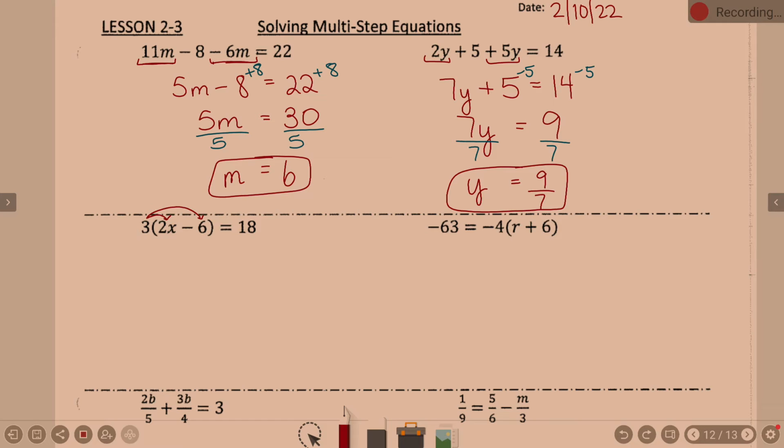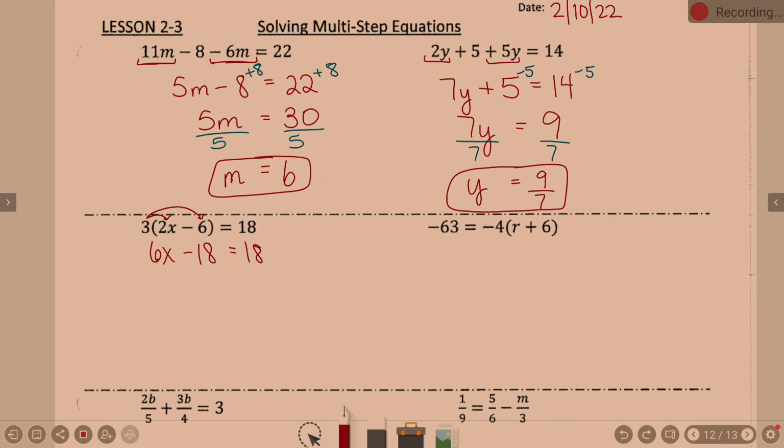Okay, so take this 3 and distribute it. 3 times 2x is 6x. If this is just a positive 3 out front, I like to just think I'm going to carry down whatever sign this is. So I'm just going to carry my minus sign down. 3 times 6 is 18. And my equation still equals 18. So you have to add the 18 to both sides.